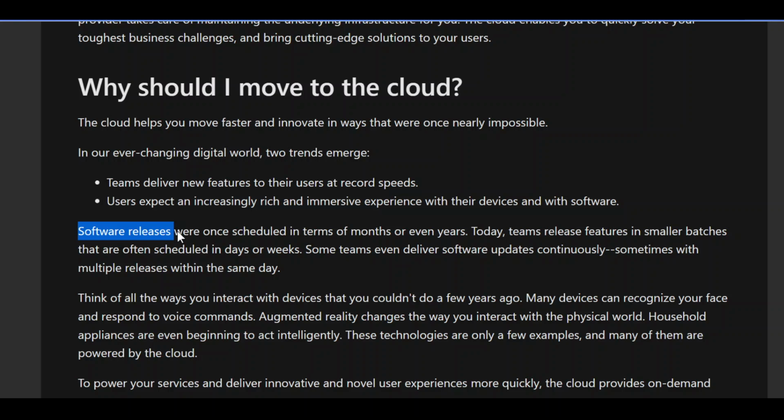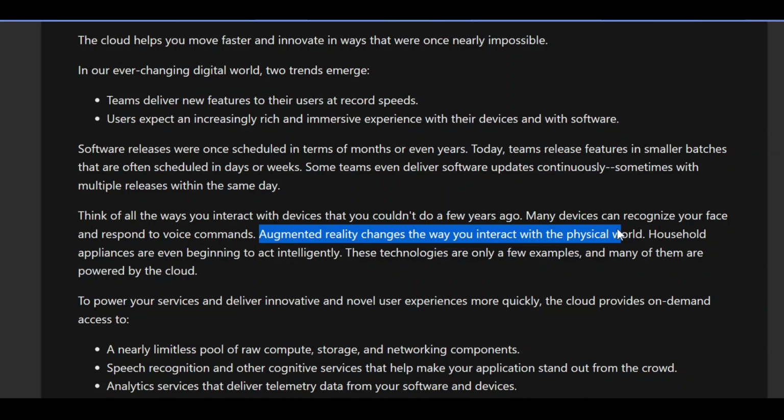Think of all the ways you interact with devices that you couldn't do a few years ago. Many devices can recognize your face and respond to voice commands. Augmented reality changes the way you interact with the physical world. Household appliances are even beginning to act intelligently. These technologies are only a few examples, and many of them are powered by the cloud.